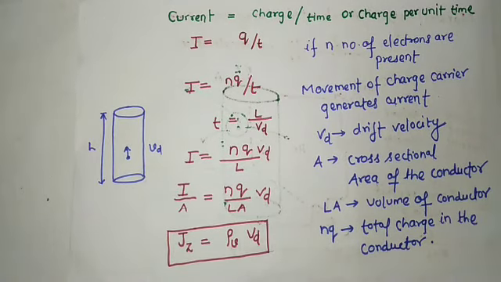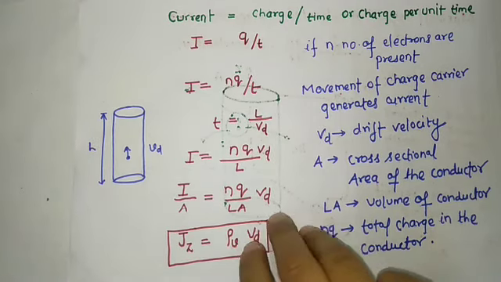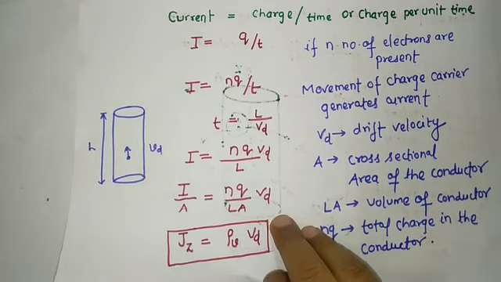And what is Vd? Vd is the drift velocity, which is nothing but the average velocity.